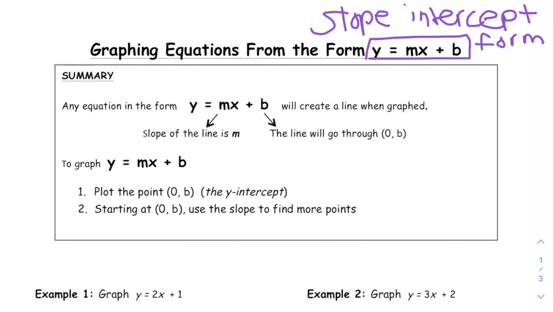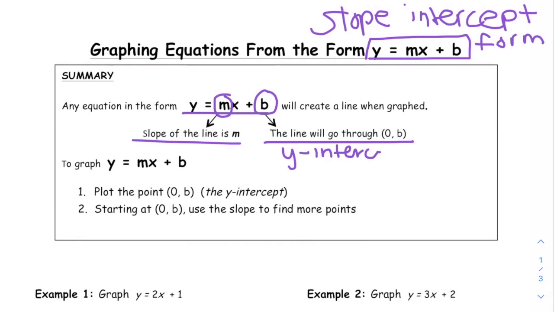Any equation in the form y equals mx plus b will create a line when graphed where m is the slope of the line and b is the y-intercept. It says here the line will go through 0, b. Remember that if the x value is 0, then that point is on the y-axis. So b is our y-intercept.